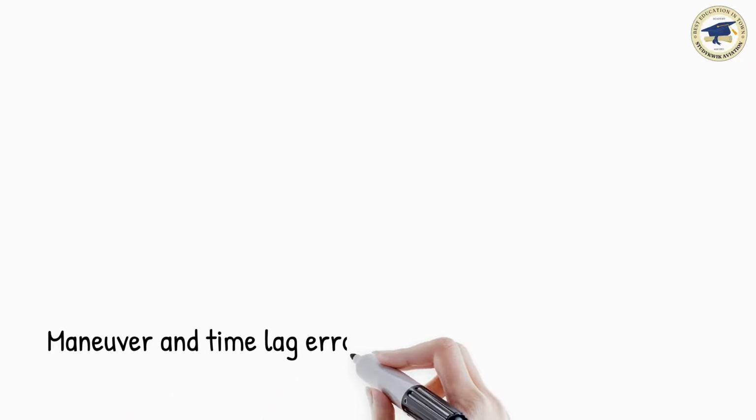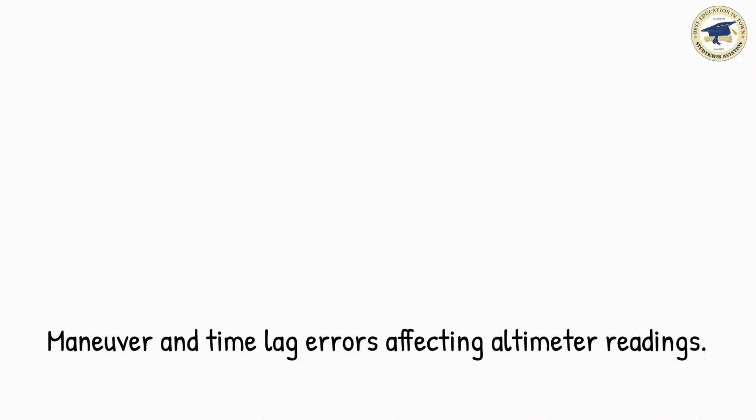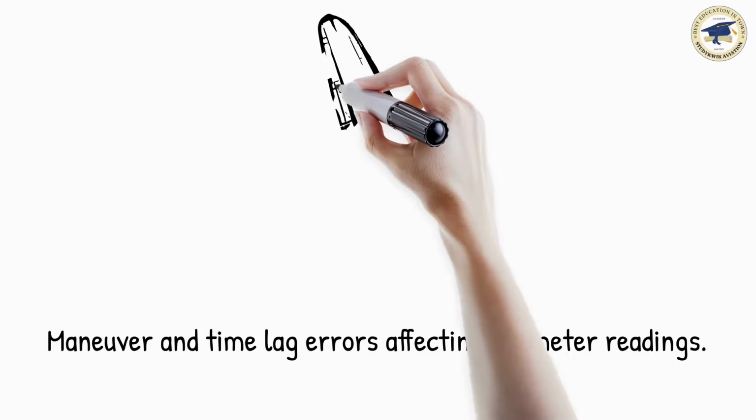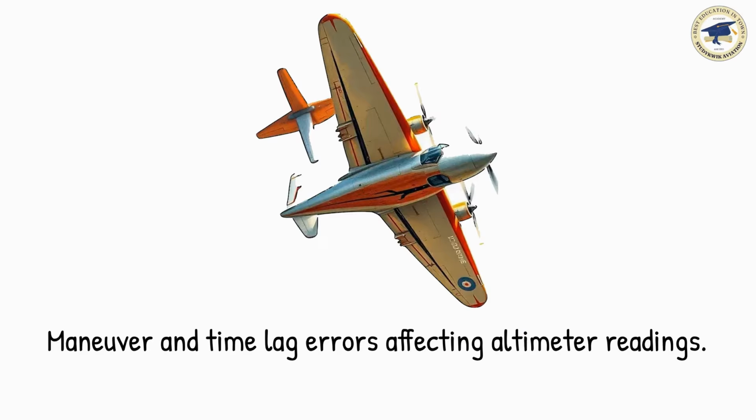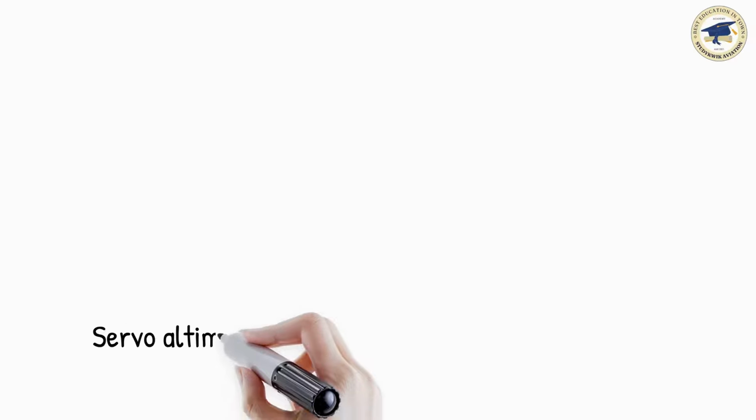Maneuver error occurs during pitch or yaw. Pressure shifts make readings unstable. Yaw has more impact when static vents are used. Time lag error is the delay in altimeter response. It underreads while climbing and overreads while descending. Servo altimeters fix this under normal climb and descent.